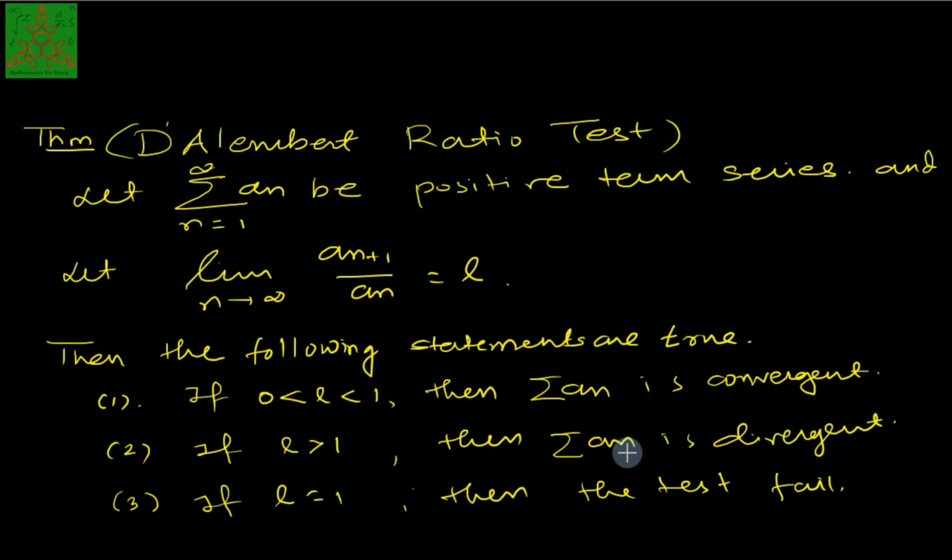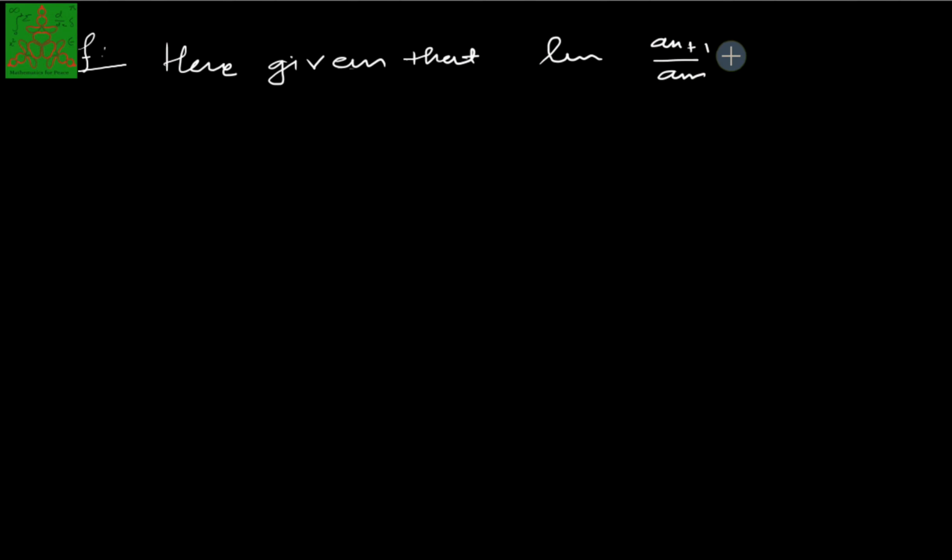So here we are going to prove this theorem, and we will also discuss some examples based on this ratio test. So let us discuss the proof of this theorem. Here it is given that the limit of an plus 1 upon an is L as n tends to infinity.